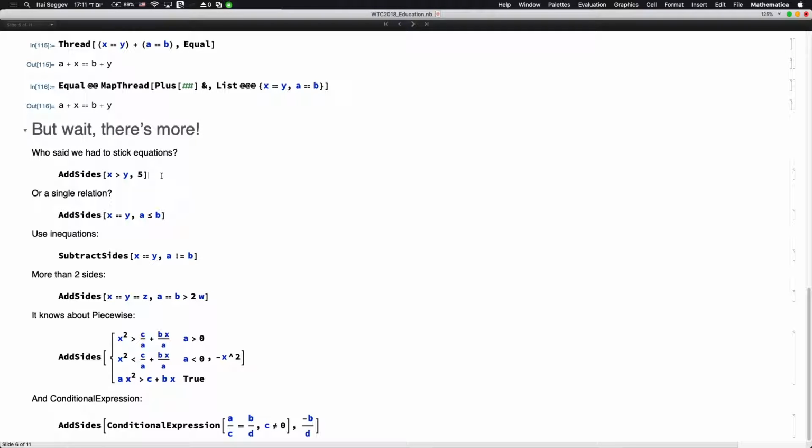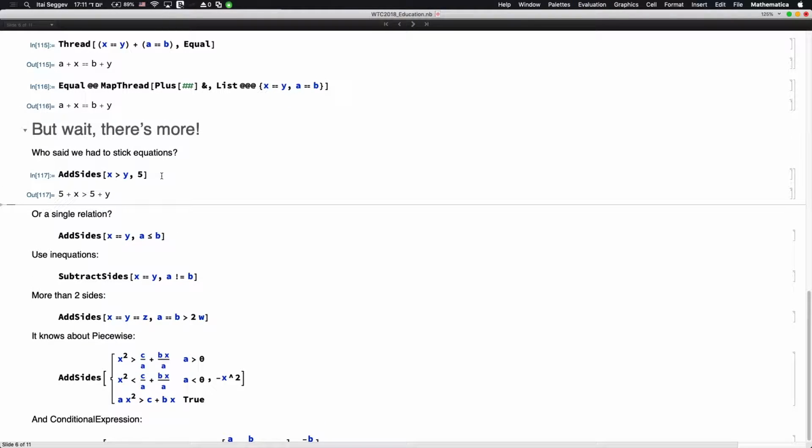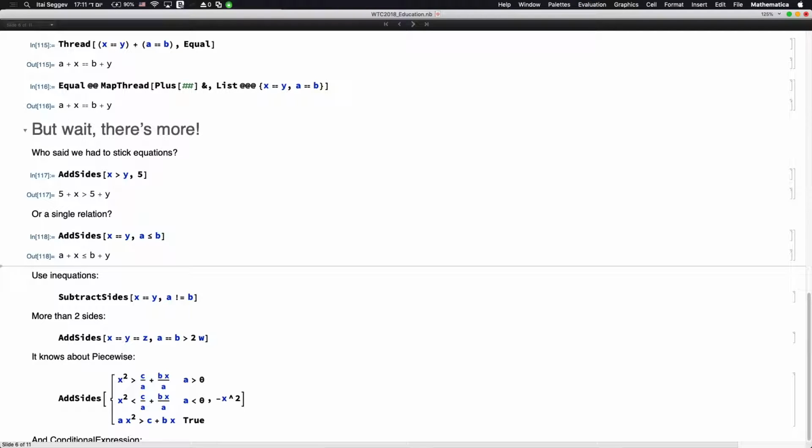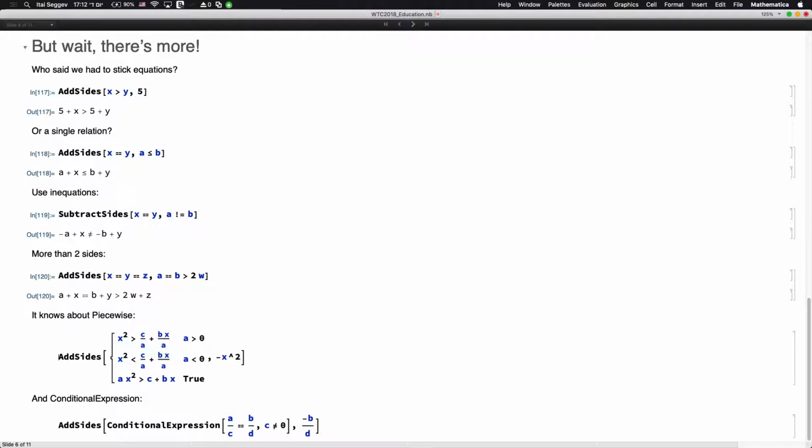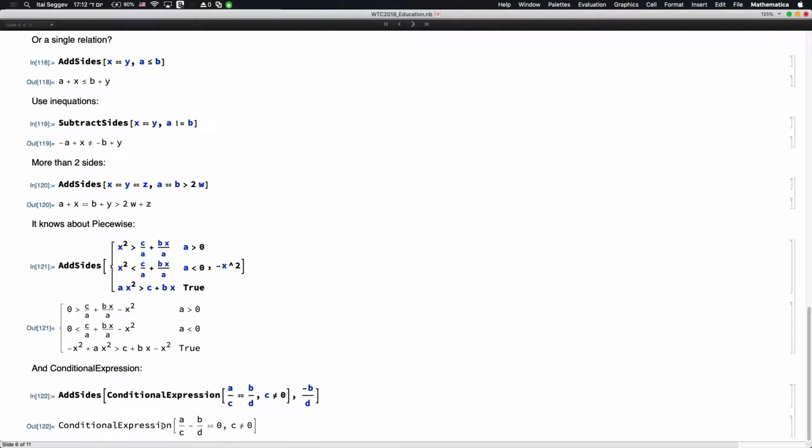Of course, equations are super simple. What about inequalities? Well, those are handled. Or you can add an equation and an inequality, and it'll correctly figure out what the correct inequality to put in. Or if you have inequations with more than 2 sides, it also knows about piecewise. So if you give it a piecewise relation, it'll go in and find the relations and add things. And it also knows about conditional expressions, which is very important, as you will see on the next slide.